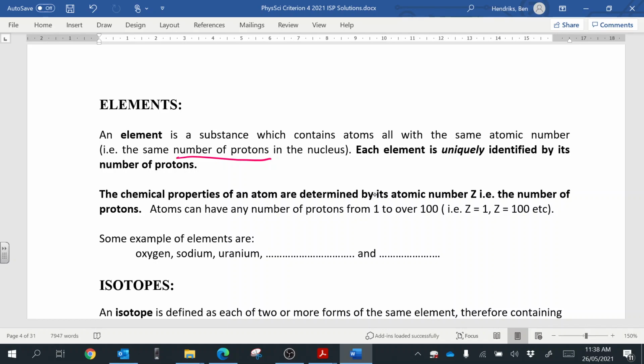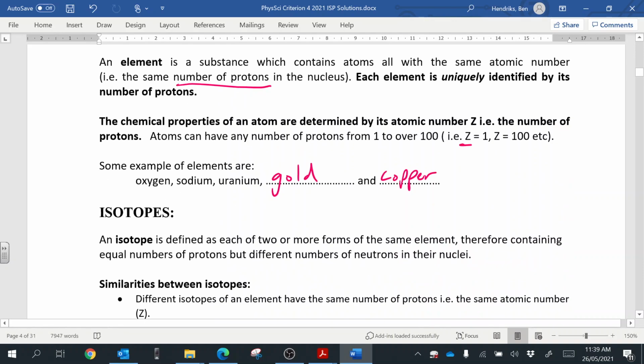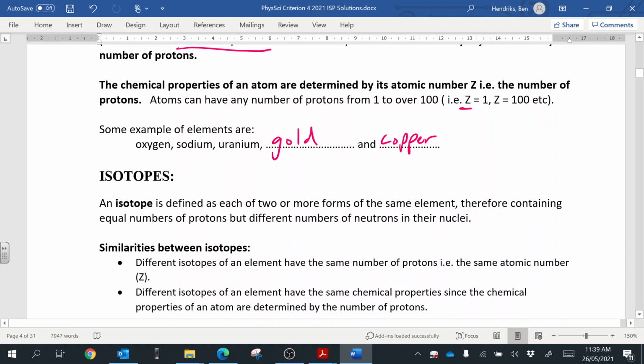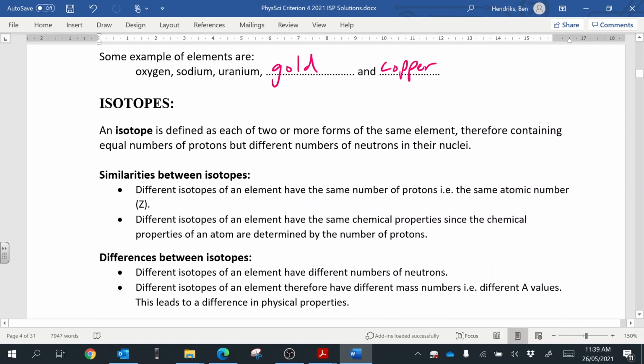Atoms can have any number of protons from 1 to over 100. And remember that the atomic number is Z. Some examples of elements are oxygen, sodium, uranium, gold, copper. Okay, and there are many more examples of elements. Now, an isotope.